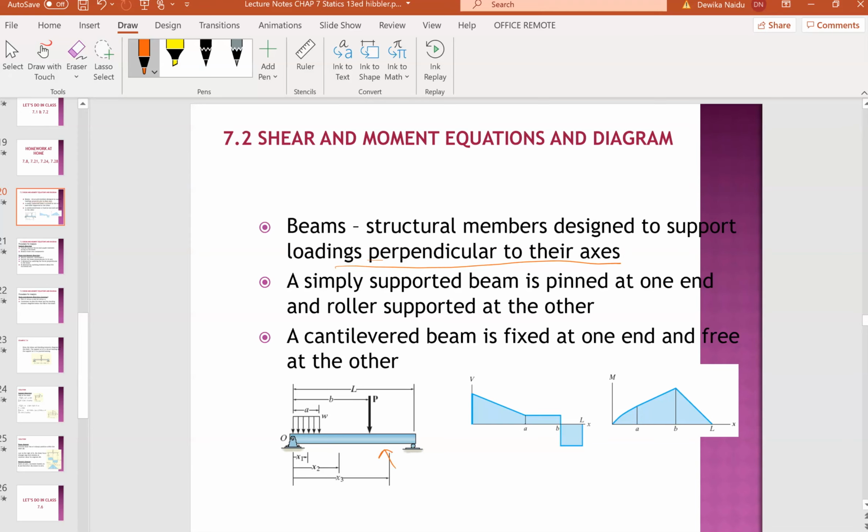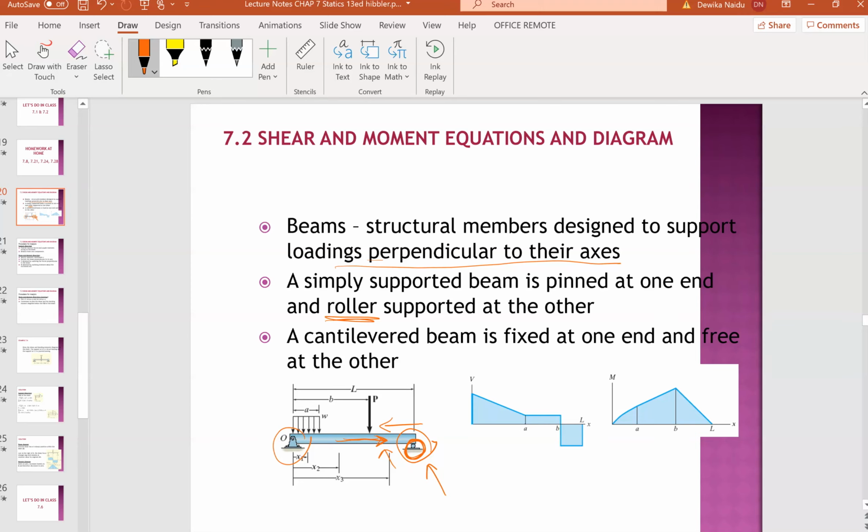A simply supported beam is pinned at one end and has a roller at the other. There's a pin here and there's a roller. Now, why do we have a roller? Because in a hot environment, this beam will expand, so if you have a roller here, it's not fixed. It allows a certain amount of movement for expansion and contraction. If it's cold, it will contract and move back to become slightly shorter. That's the reason why you have a roller at one end.